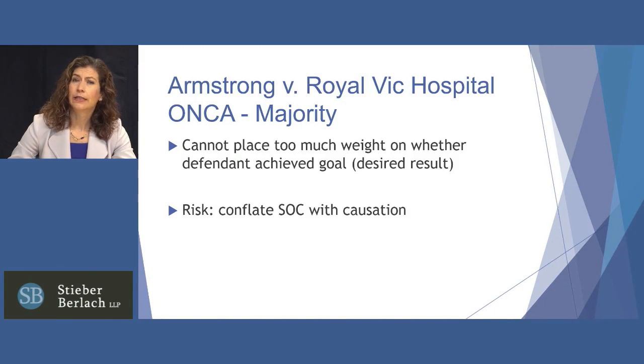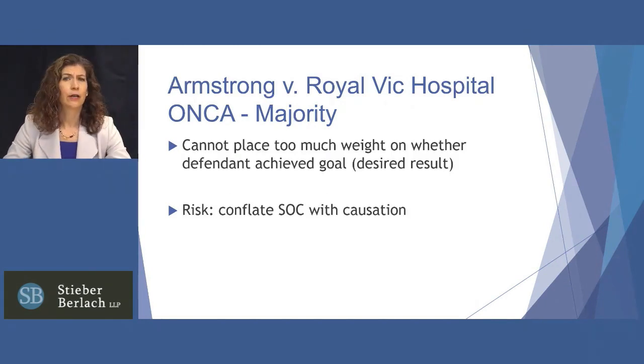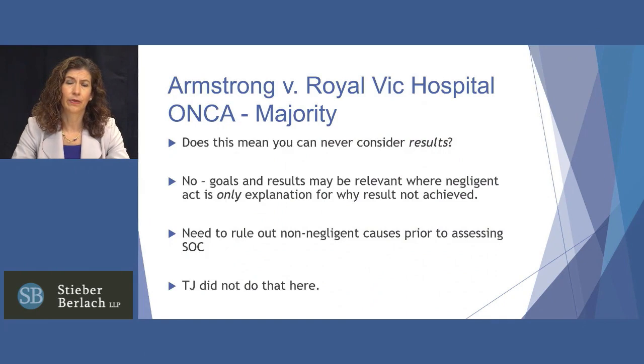And the majority also said you can't place too much weight on whether the surgeon achieved the desired result, because that conflates the standard of care with the causation analysis. So taking a step back, the majority says that we don't want to go so far as to say you can never consider the results of the surgery, or in this case, the actual injury. Sometimes you may consider the goals and the results where a negligent act is the only possible explanation for why a result is not achieved. And I'll give you some examples of that in just a moment.